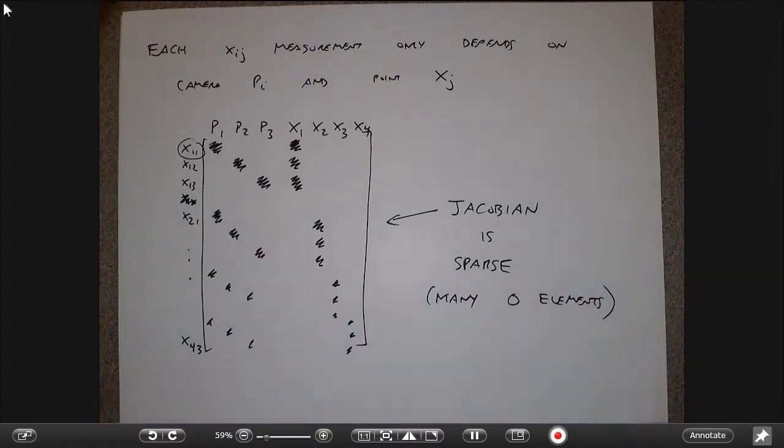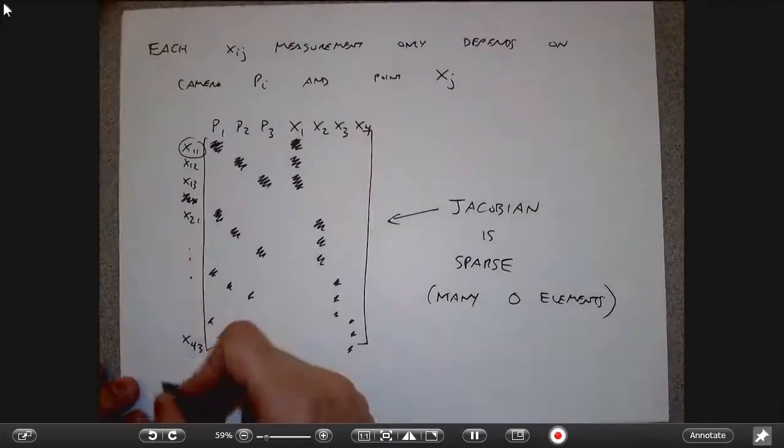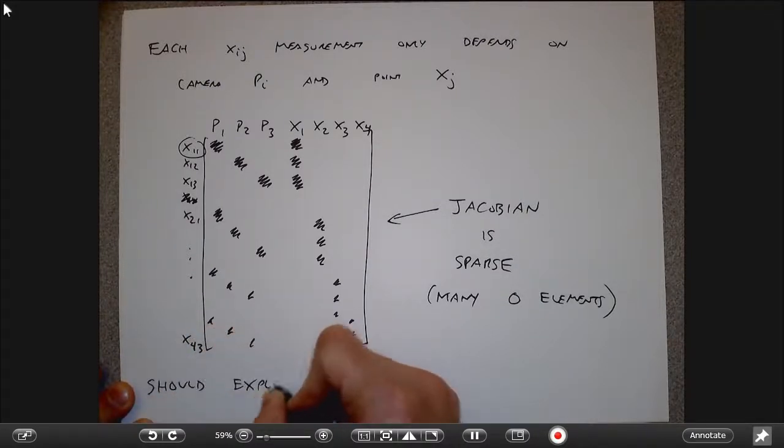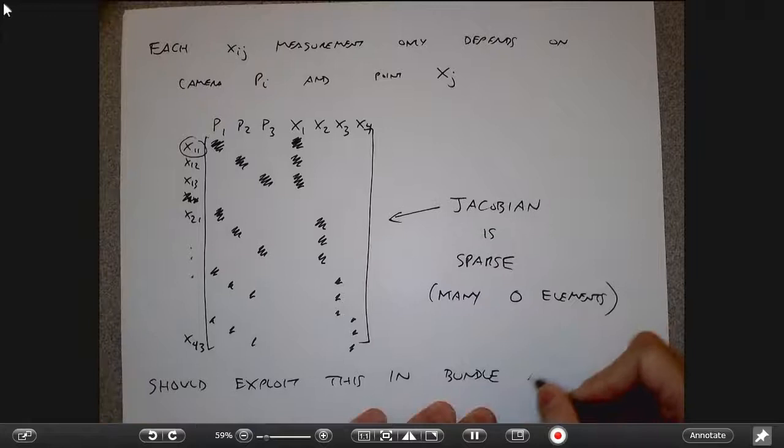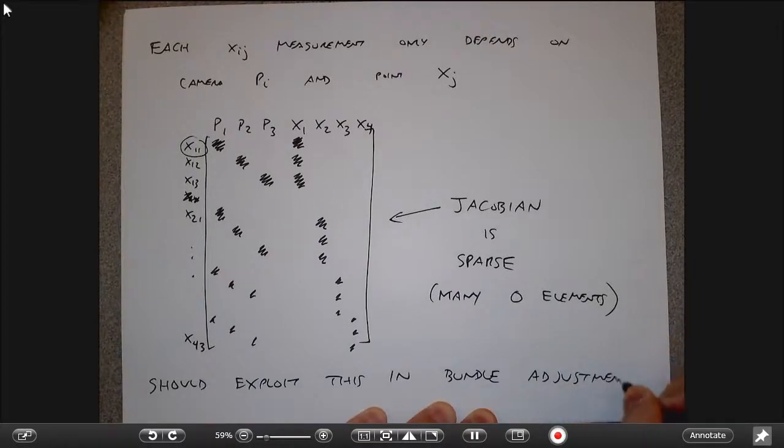And the fact that it is sparse means that I can solve the problem in a much more efficient way than if I had assumed this was just some arbitrary big matrix full of numbers, which is what you might end up solving if you just turn the crank in MATLAB. Okay, so the main thing I want to say is that we should exploit this in the optimization part, in the bundle adjustment. The best algorithms use the fact that there's this sparsity to the Jacobian matrix, and that makes the solution process much more efficient.